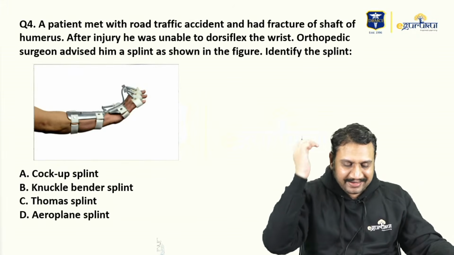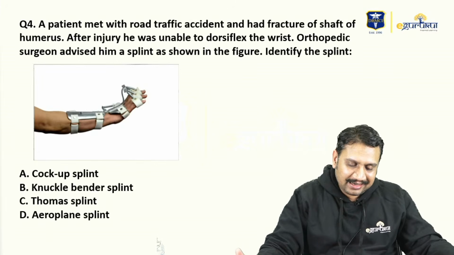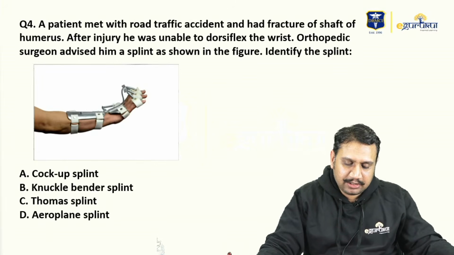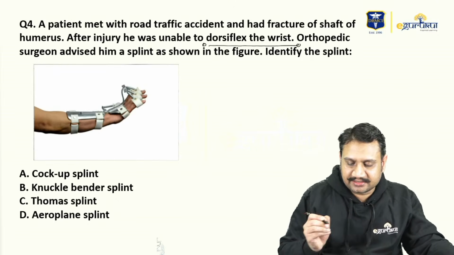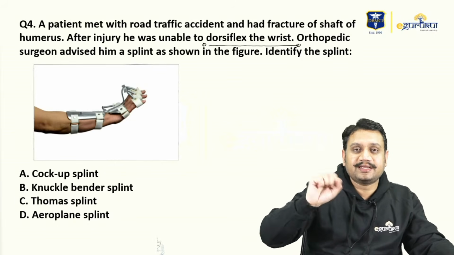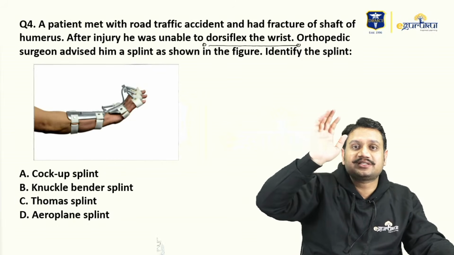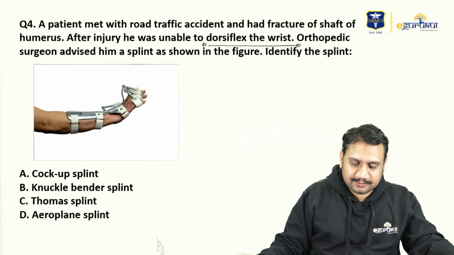A patient met with an RTA and had a fracture of the shaft of humerus. After injury, he was unable to dorsiflex the wrist. That means flexion, extension. So dorsiflexion they are saying, not the palmar flexion. They are saying dorsiflexion, that means upside. He cannot do it. The orthopedic surgeon advised him a splint as shown in the figure.